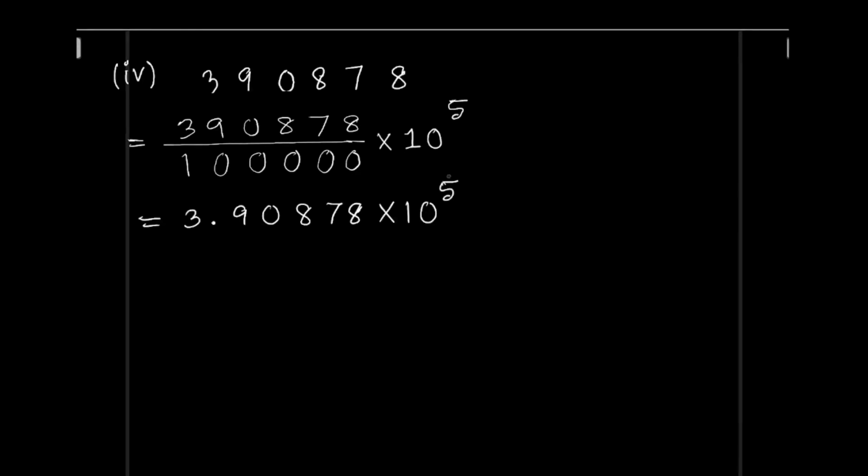Next question. Question number 5 is 3987.8. Now see here the point is already there, but if the point were after 3, then there would be no need to do the calculation. But here the point is before 1 digit only. So how can we create the point after 3? That we have to do now.